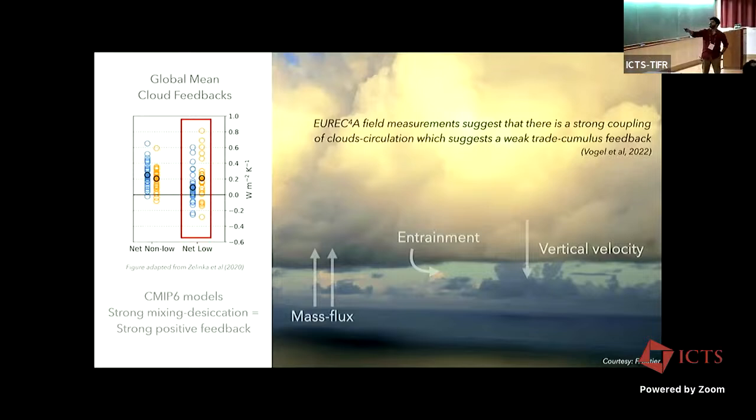The argument is that changes in mass flux should also show changes in vertical velocity, or the other way around. But what we see in models is that clouds respond to the thermodynamics a lot more than what the observations show. There's a lot more dynamics-driven cloud control.